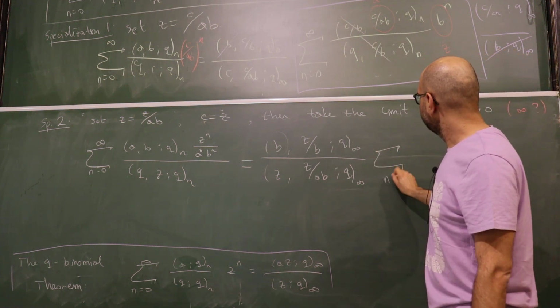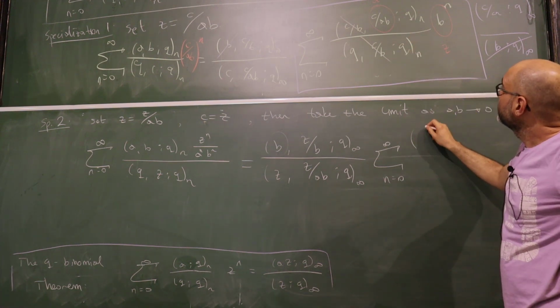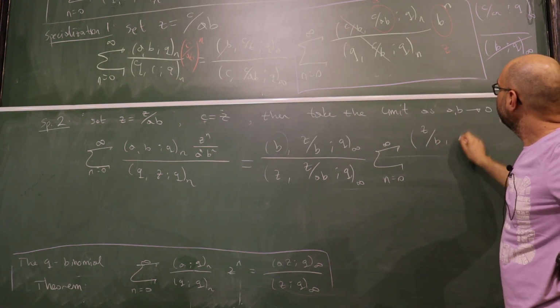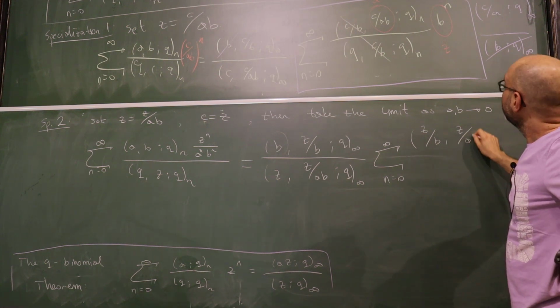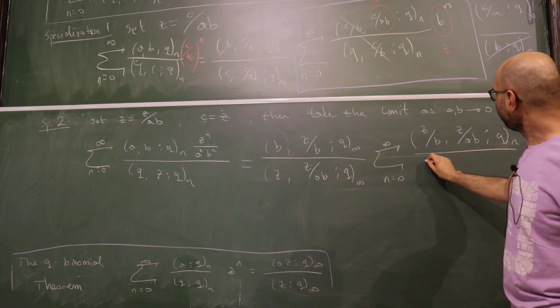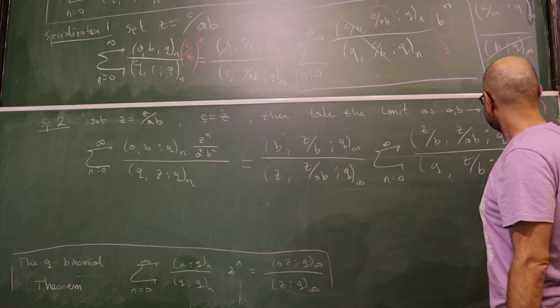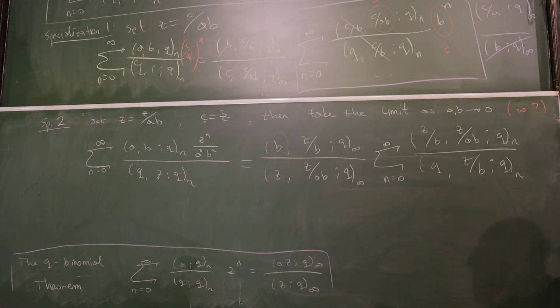And inside, from n equals 0 to infinity, C divided by B will become, what is it? Z divided by B. Z divided by A times B, Q sub n, Q, and A times Z is, what is it going to be? Z divided by B. Oh, I think we can do this. We can do this, yes.